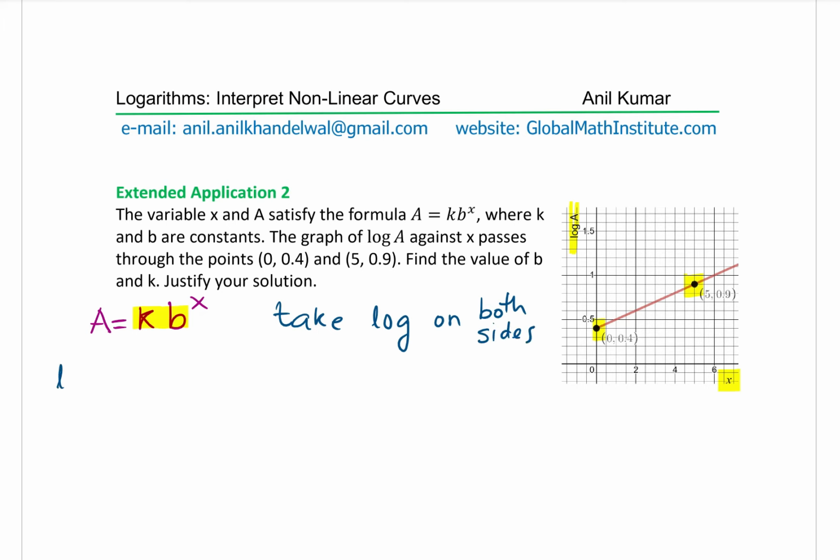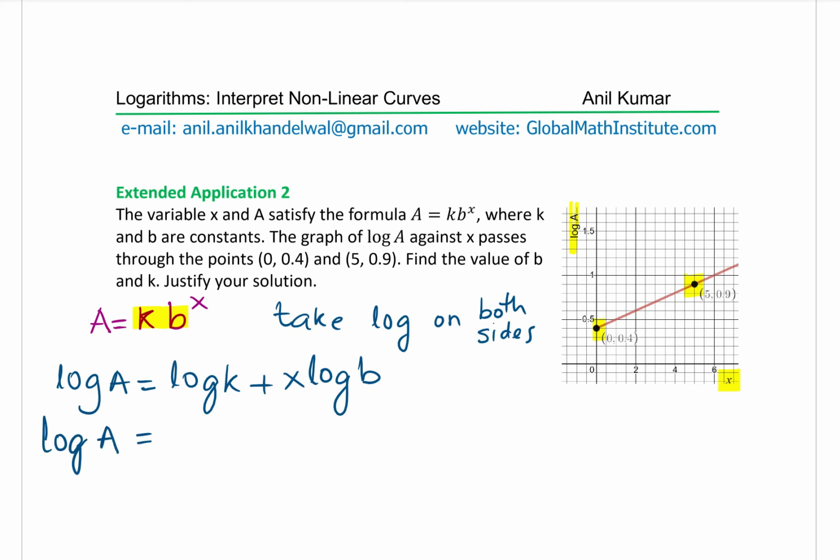So we get log of a equals log of k plus x times log of b. So we use the power rule, along with the product rule, so log of b. Now this definitely is in the form of a straight line.